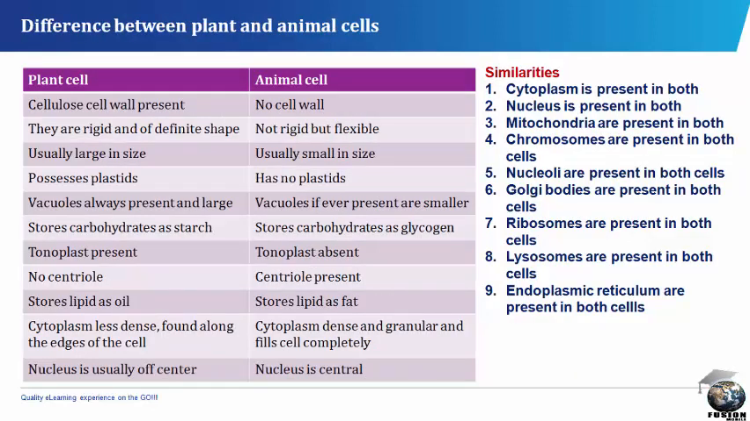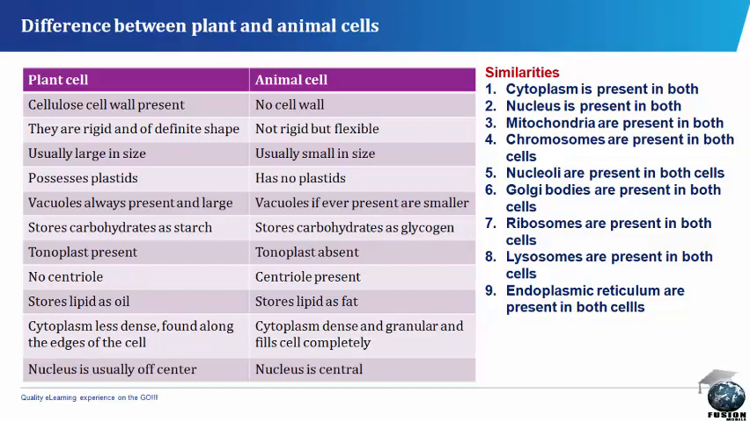However, plants and animals differ in various ways. The plant cell has a cell wall, whereas there is no cell wall in an animal cell. Plant cells are rigid and of definite shape, but animal cells are not rigid but flexible. The plant cells are usually large in size, but animal cells are usually small in size. Plant cell possesses plastids. Animal cell has no plastids.